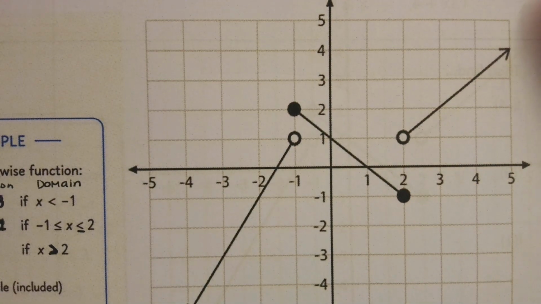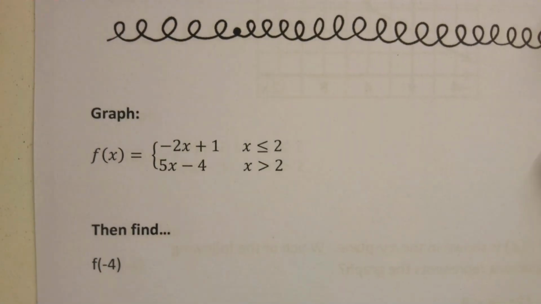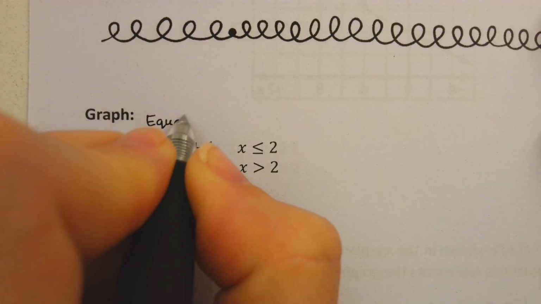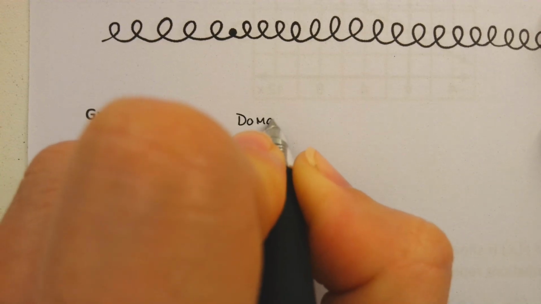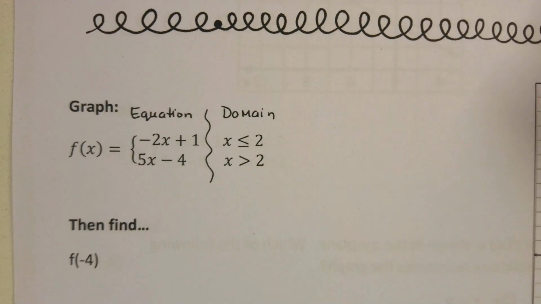So again, get your pencils ready. Let's look at one together. This one only has 2 equations. Okay, the left side is going to be the actual equation part of it. Okay, the right side is the domain. Okay, I'm going to draw a little line here to separate the 2 of them.